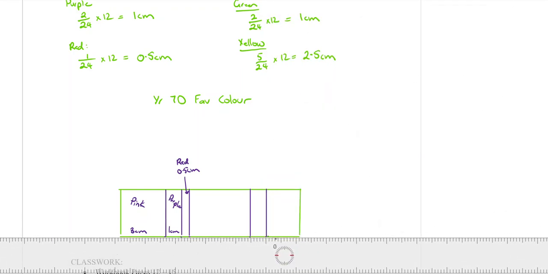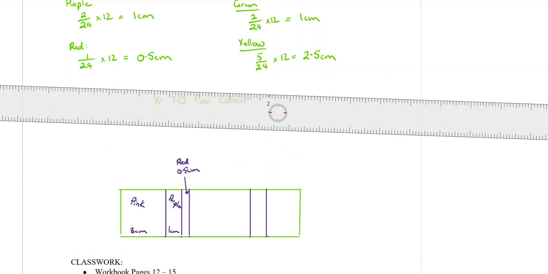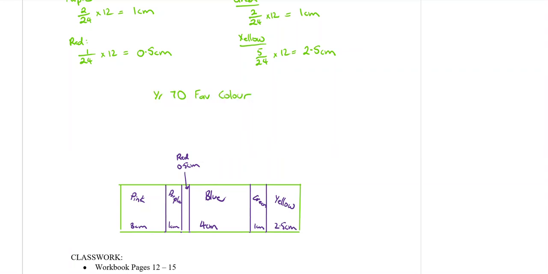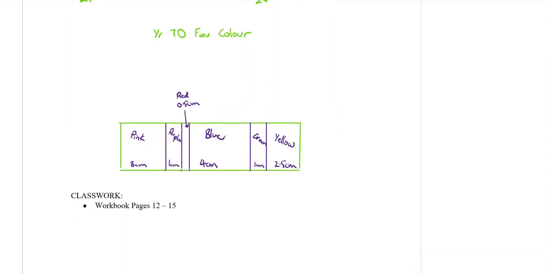Which again, mine's a little bit small. So I need to try to be as accurate as possible. So this is blue. This should be 4 centimetres. Green is 1 centimetre. And yellow should be 2.5 centimetres. Okay, so that's it. That's all the 7 graphs that we've learnt so far. And you can practice them here on pages 12 to 15.